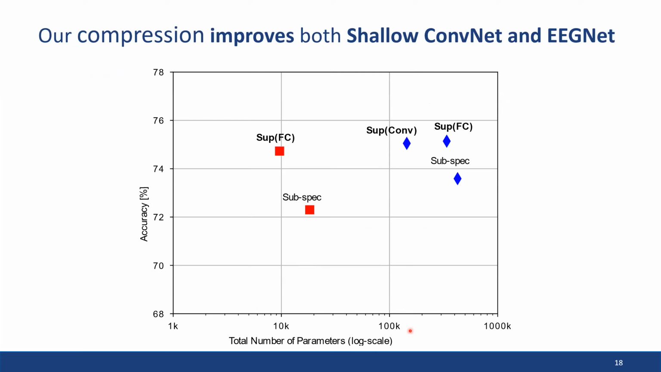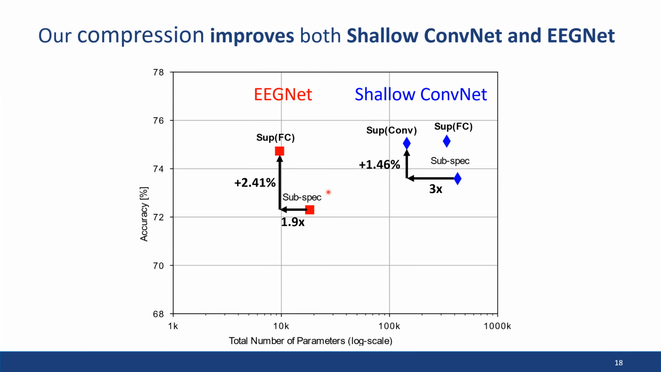So this slide summarizes all the results. We see on the y-axis again the accuracy on the BCI Competition IV 2a, and on the x-axis the number of parameters for storing all 9 models on an embedded device, for example. And as we have seen before, for the shallow ConvNet, we are able to reduce the number of trainable parameters by around 3 times and achieve higher accuracy. The same holds also for the smaller EEGNet, which we can compress by 1.9 times at 2.4% higher accuracy.